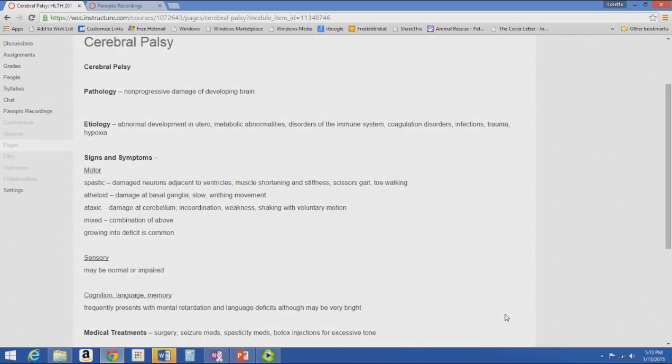So the signs and symptoms, they can have motor, sensory, or cognitive signs and symptoms, not necessarily all of them. With the motor symptoms, they might have spasticity because damaged neurons cause muscle shortening and stiffness, scissor gait, and toe walking. A lot of times with people with CP, you're working on stretching, and hippotherapy is common, which is horse therapy, because a lot of people are really tight in their adductors, and getting them on that horse stretches those adductors out really well. So I've worked with a lot of adults with CP working on muscle spasticity.